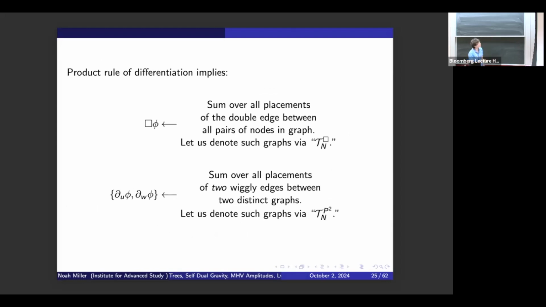We'll call all such graphs that are constructed by taking a graph and adding a double edge T_n box. Then for this combination here with the Poisson brackets, partial u, partial w: because of the Poisson bracket, this is sort of one wiggly line going from one graph to another, but then the extra partial u, partial w becomes a second wiggly line connecting the two graphs. To evaluate this sort of thing, you need two graphs and a wiggly line from one to the other. And because the epsilon ij's all square to 0, these two graphs will have distinct nodes.